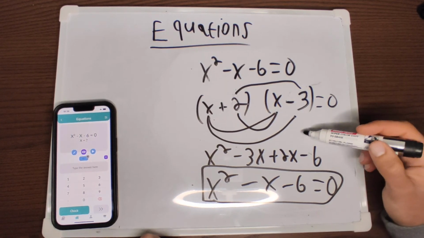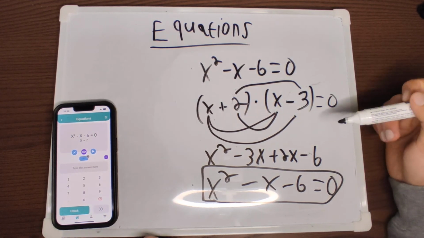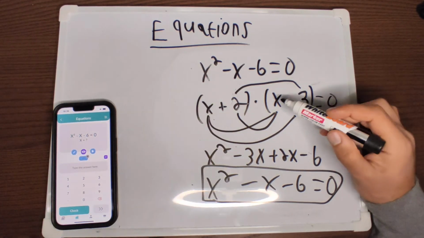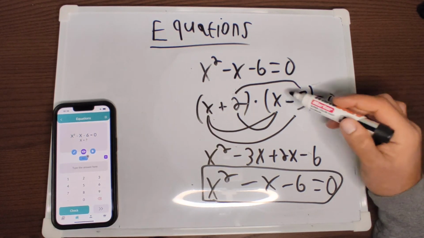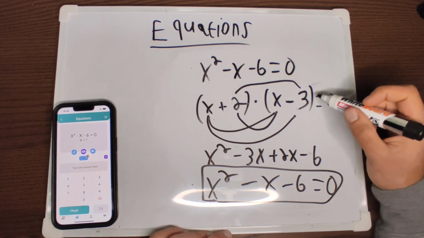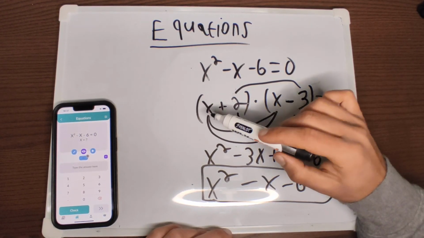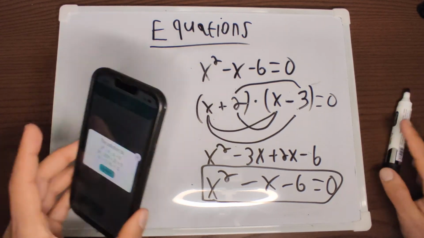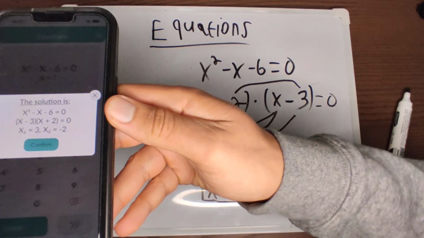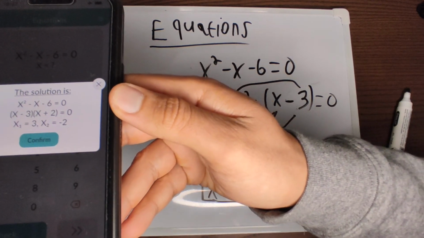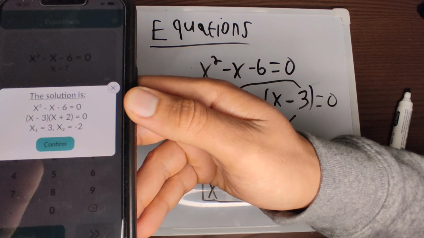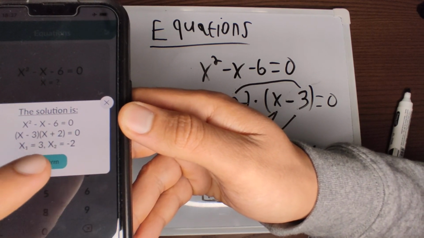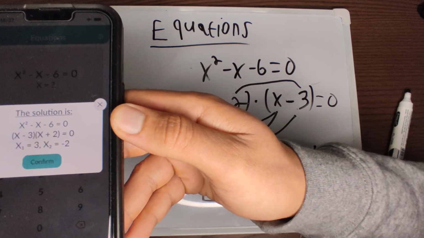So what are the results? As we said earlier, we need each expression to be 0. When x minus 3 is 0, x equals 3. When x plus 2 is 0, x equals minus 2. So the results are 3 and minus 2. We can watch it here. The app did exactly what we did, and then x1 is 3 and x2 is minus 2.